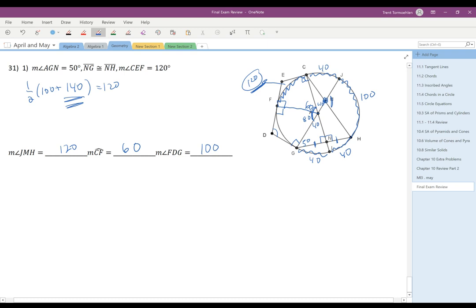You can also recognize that in this kite, this kite that's created by 2 radii and then 2 tangents, these 2 angles are always supplementary. So since that one was 80, then it had to be 100 to make it supplementary.